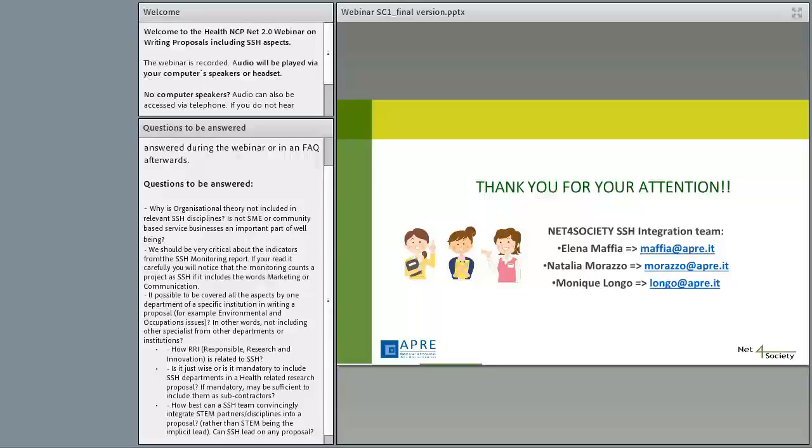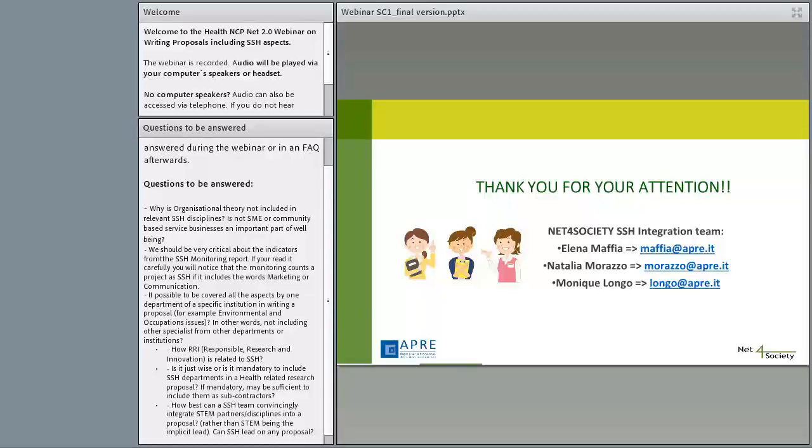So I can say that it's a risk not to include SSH aspects in your proposal if the topic requires this SSH, because this means that you are not covering the full topic, you are covering only part of it. And the selection of a subcontractor is something that is not related to the activity of the project, because a subcontractor can offer you a very specific service that can help you in reaching a specific activity, but it is not a full integration of socio-economic sciences and humanities.